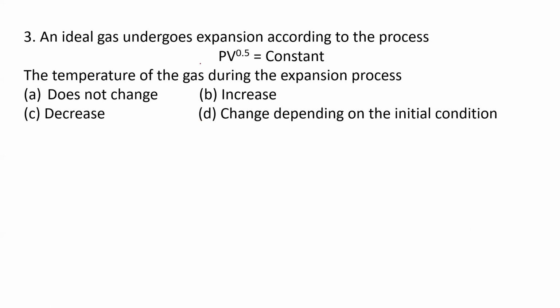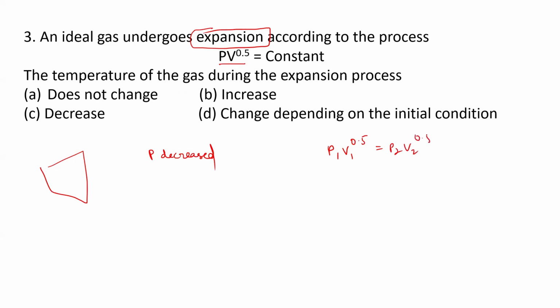Now, an ideal gas undergoes expansion according to the process PV^0.5 equal to constant. So the temperature of the gas during the expansion process increases or decreases, that you have to say. Here it is mentioned expansion. When you expand something, it means the pressure is decreased, right? So we say P1 V1^0.5 is equal to P2 V2^0.5.